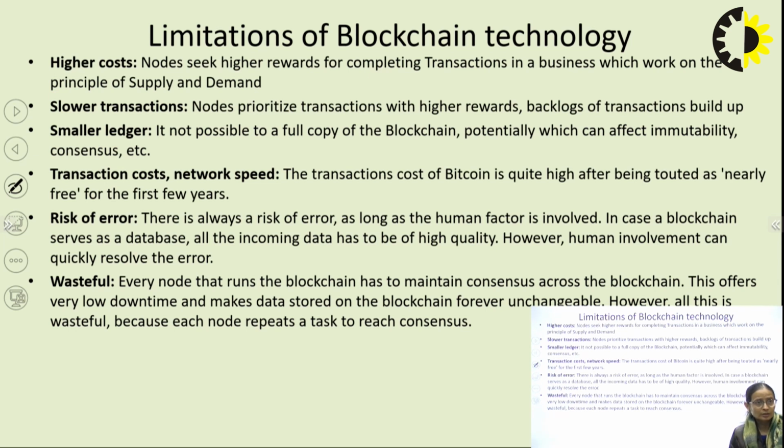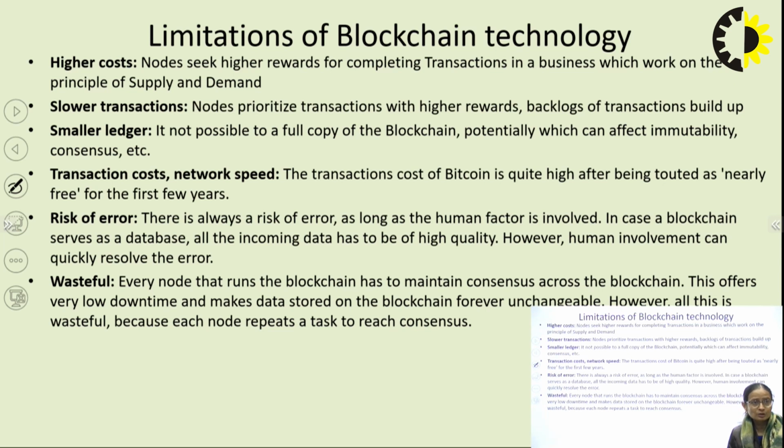A smaller ledger: it is not possible to keep a full copy of the blockchain at all the peers, which can potentially affect immutability, consensus, etc. if we keep a smaller ledger at all the locations. Transaction cost and network speed, because as I already told you in the first or second slide, for blockchain implementation we do need the internet. The transaction cost of Bitcoin is quite high after being touted as nearly free for the first few years.